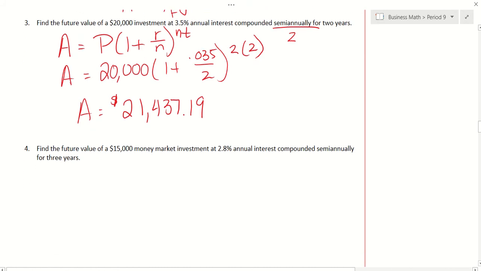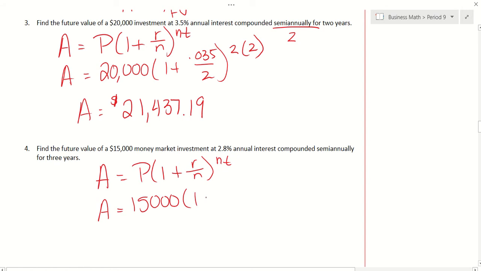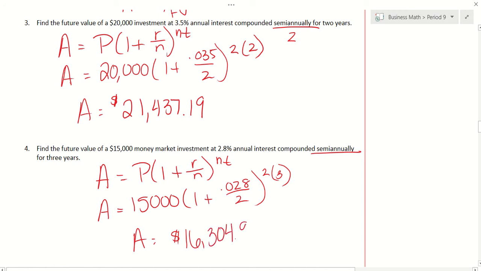Okay, last one. Formula: A equals P(1 + r/n)^(nt). So principal 15,000. 1 plus rate 0.028 over semi-annually means 2, to the 2 times how many years? 3 years. Answer should be $16,304.93. So that is the first part of our lesson using that formula to find the future value when something is compounded.